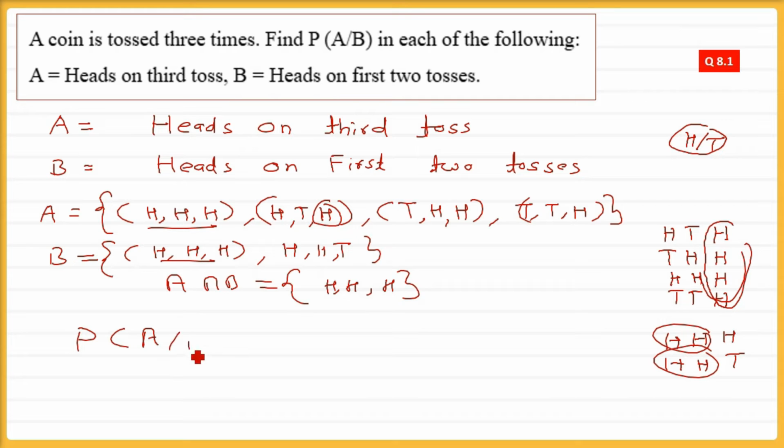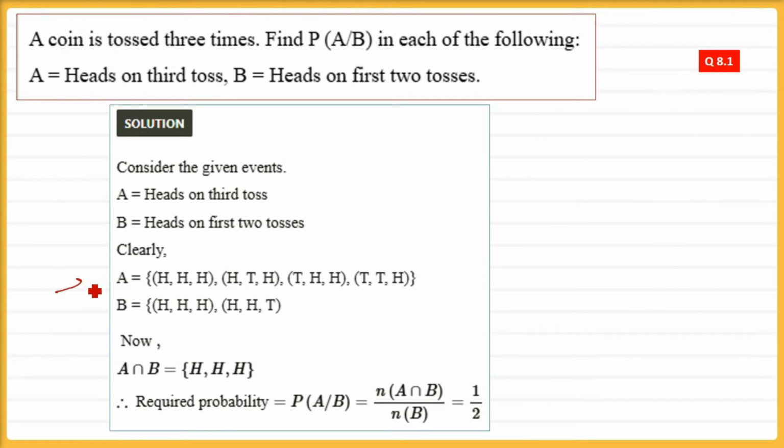So the probability of A by B, that is the probability of getting heads on third toss when it is known that heads on first 2 tosses has already come, will be equal to, probability being nothing but the number of elements in that set, N(A intersection B) divided by N(B). So we don't have to worry about the number of elements in A. And A intersection B is what? It's only 1. But N(B) is 2. 1 and 2. So this is how this will be done. And these are all the combination questions. Basically, if you can make this set, the probability finding is quite easy.